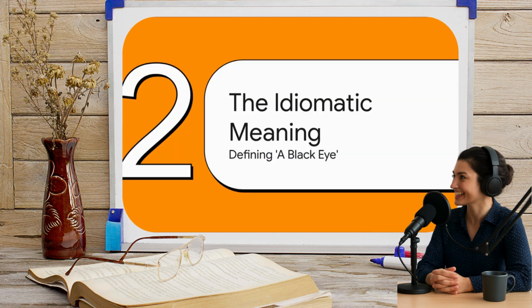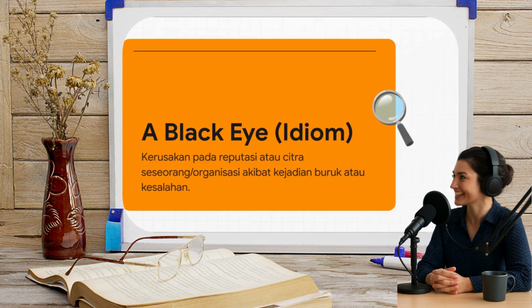All right, so to really get a grip on this, let's look at a proper definition for that idiomatic meaning. This is super helpful, especially if you're learning English from an Indonesian perspective, because you can see how the ideas connect across languages. So here it is in Indonesian. It talks about damage to the reputation or image, the citra, of a person or an organization that happens because of a bad event or some kind of mistake.